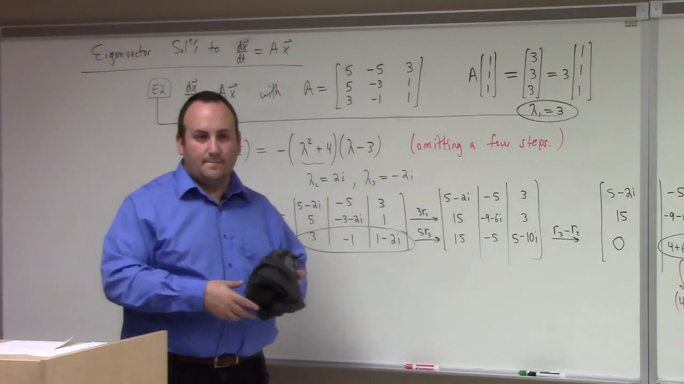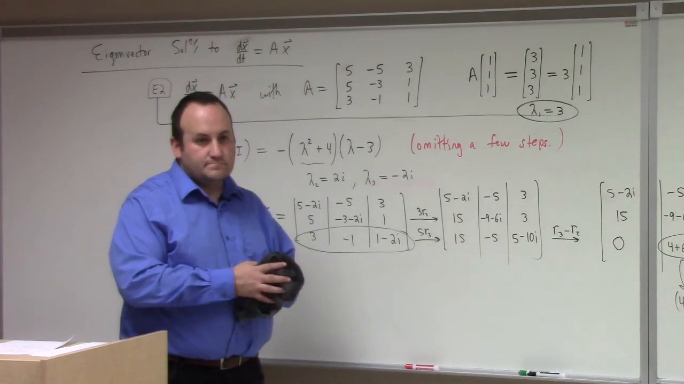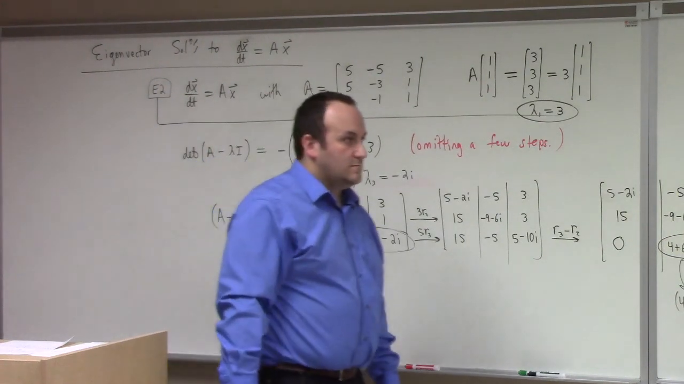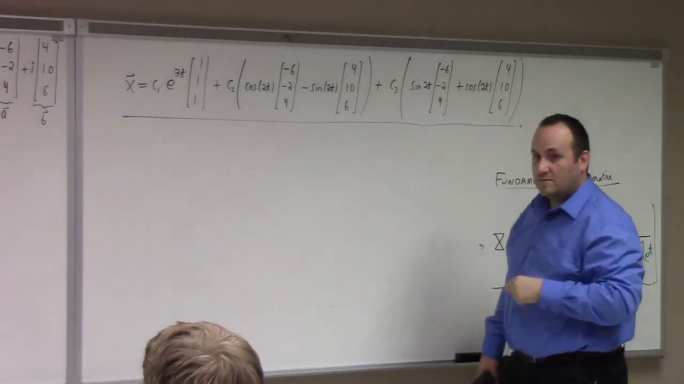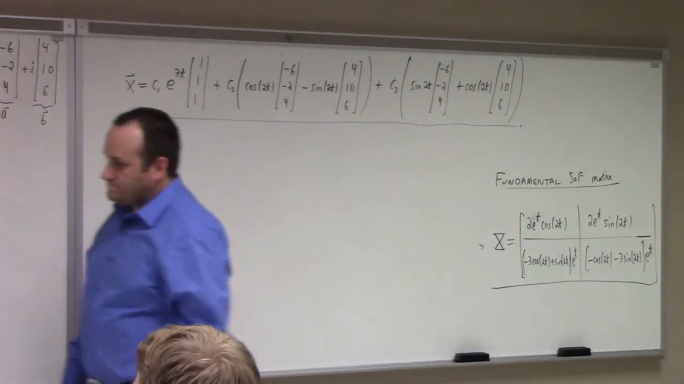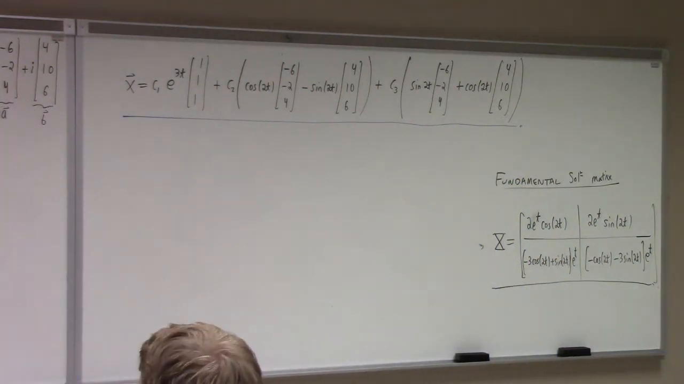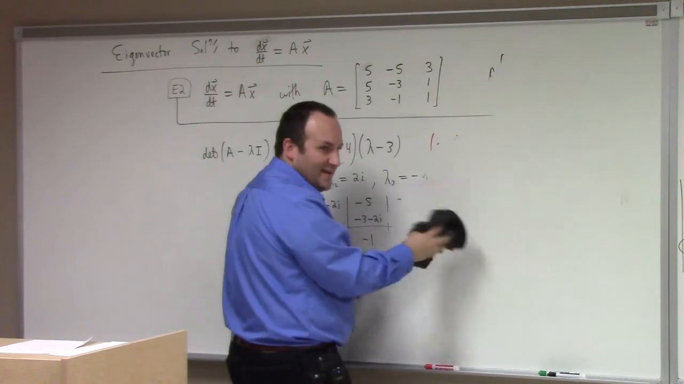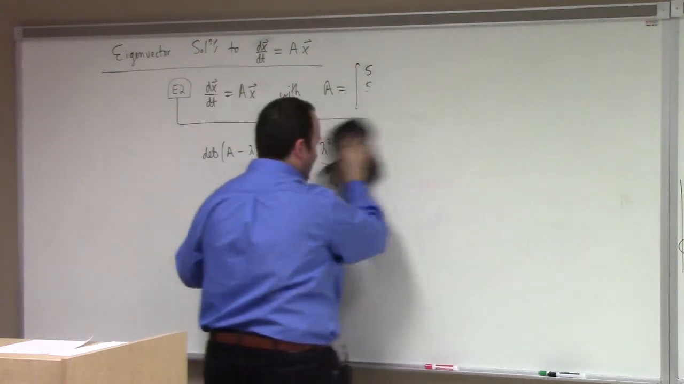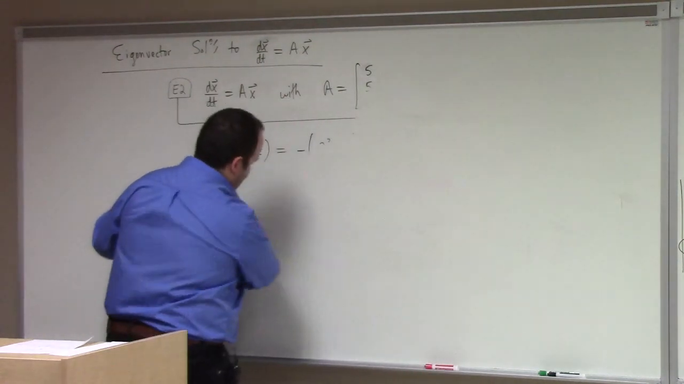Comment? How do you get the sine of 2t and cosine of 2t? That goes back to the solution that we derived. This is the real part, and this is the imaginary part of the complex eigensolution. All right, great. So we can solve complex eigenvalues just fine now. Well, I'll give you some homework, and you'll get better at it.